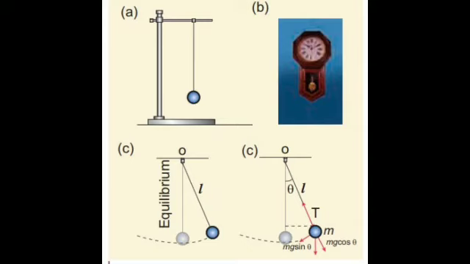Next topic is laws of simple pendulum. The time period of a simple pendulum depends on the following laws. First one, law of length. For a given value of acceleration due to gravity, the time period of a simple pendulum is directly proportional to the square root of the length of the pendulum. Second, law of acceleration. For a fixed length, the time period of a simple pendulum is inversely proportional to the square root of acceleration due to gravity.